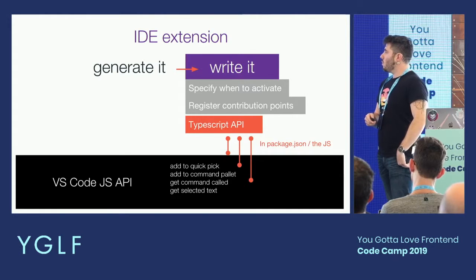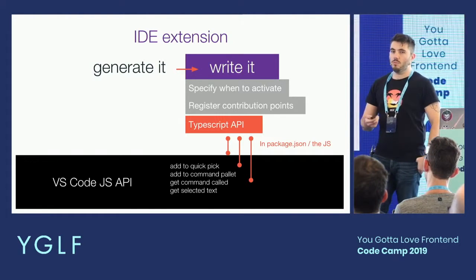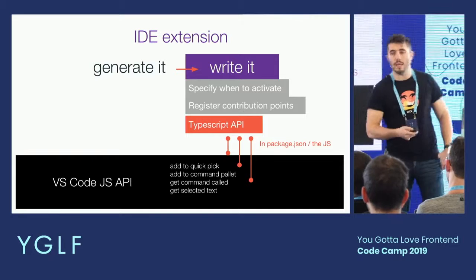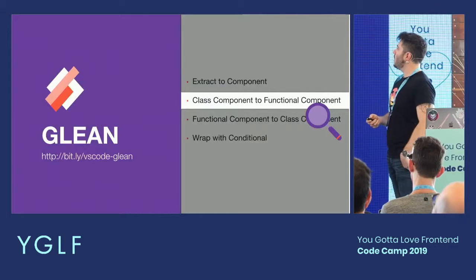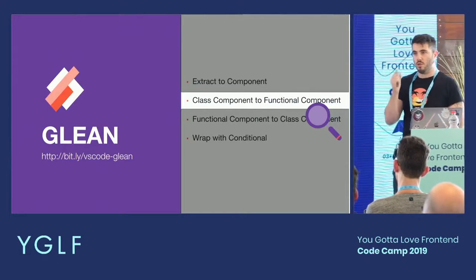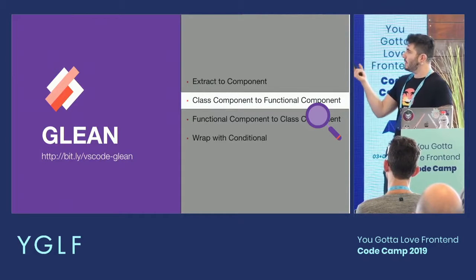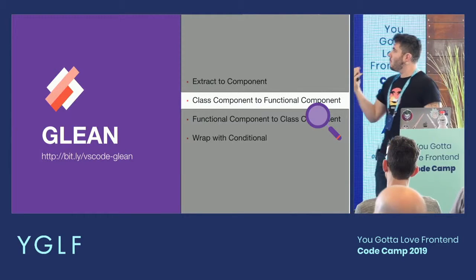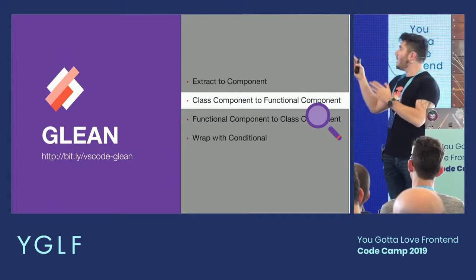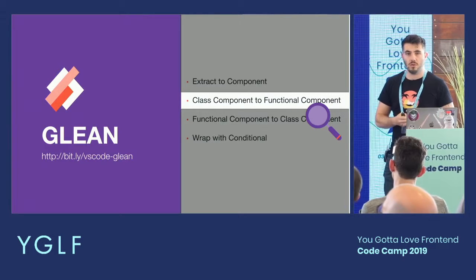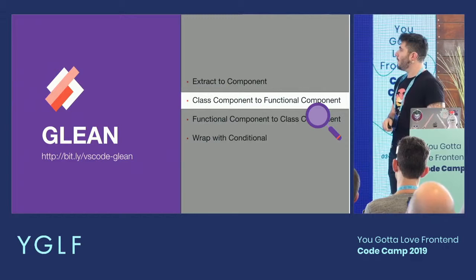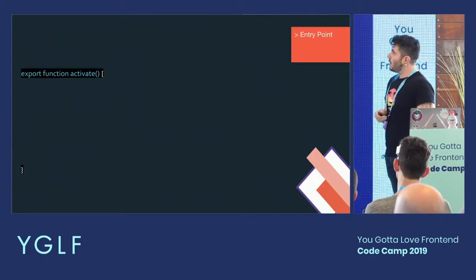So now the question is, what will our extension be doing, right? What capabilities will we be adding? In our case, we will implement a fraction of the capabilities that Glean gives you, which is basically a class to function component refactoring, a simplified version of it.